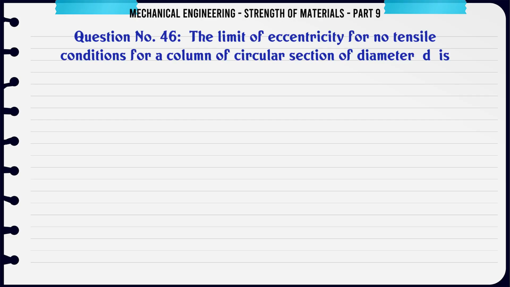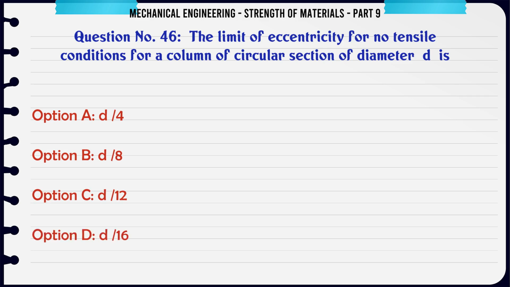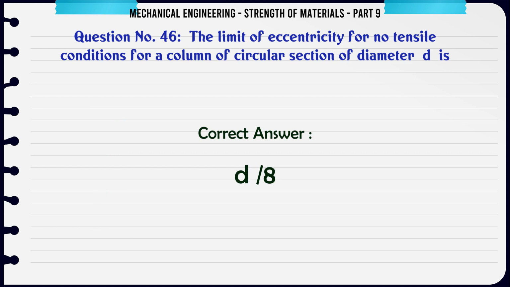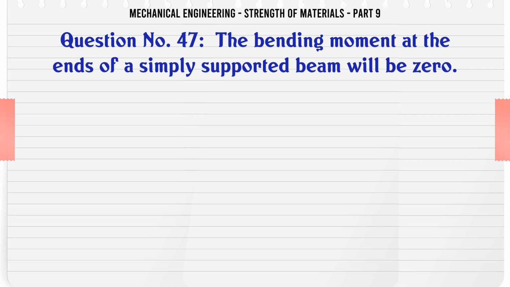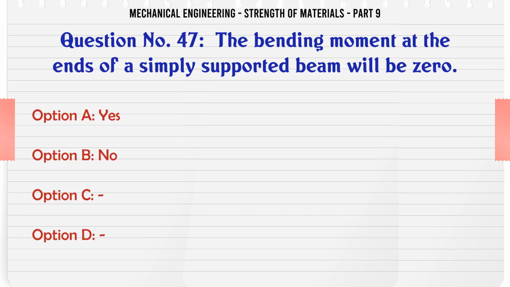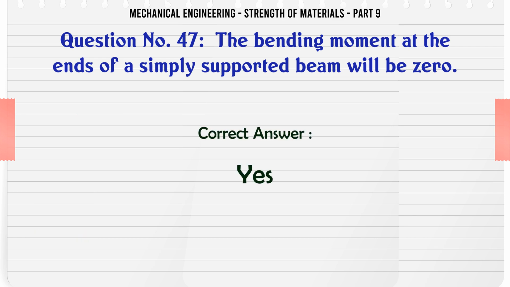The limit of eccentricity for no tensile conditions for a column of circular section of diameter D is A, D/4, B, D/8, C, D/12, D, D/16. The correct answer is D/8. The bending moment at the ends of a simply supported beam will be 0. A, yes, B, no. The correct answer is yes.